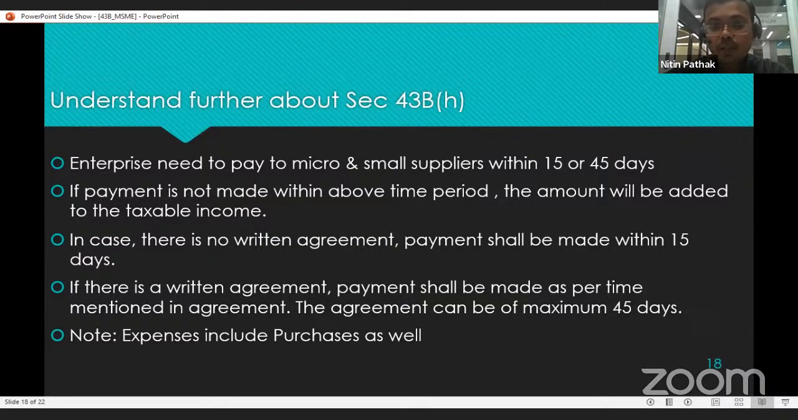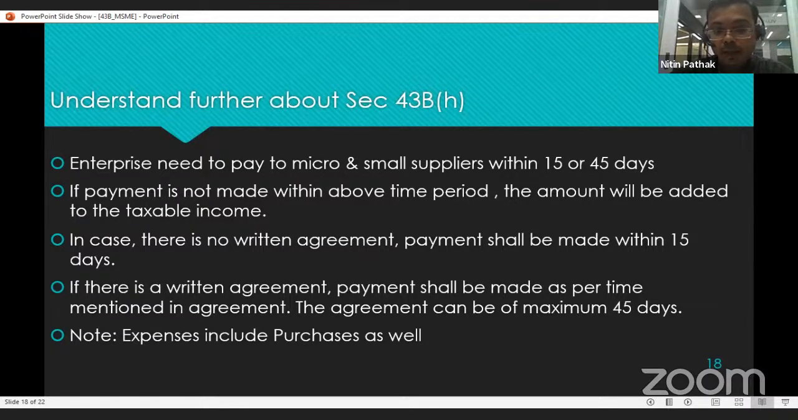Understand further about 43BH. An enterprise needs to pay a micro and small enterprise supplier within 15 days or a maximum of 45 days. If payment is not made within the above time limit, the amount will become taxable income, which we discussed earlier. In case there is no written agreement, payment shall be made within 15 days as per the MSME Act. If there is a written agreement, payment shall be made as per the time limit mentioned in the agreement, but the threshold or maximum limit is 45 days.